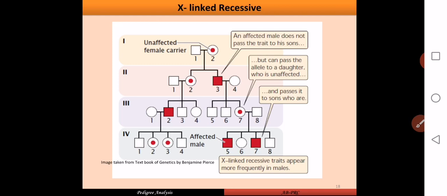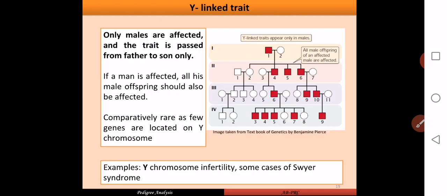You can check the status by writing the genotypes. Now finally, the last pattern of inheritance is Y-linked. It is easy to understand. Only males will be affected if the disease is Y-linked. The trait will be passed from father to son only, because it is on the Y chromosome, and the Y chromosome is limited to male organisms.